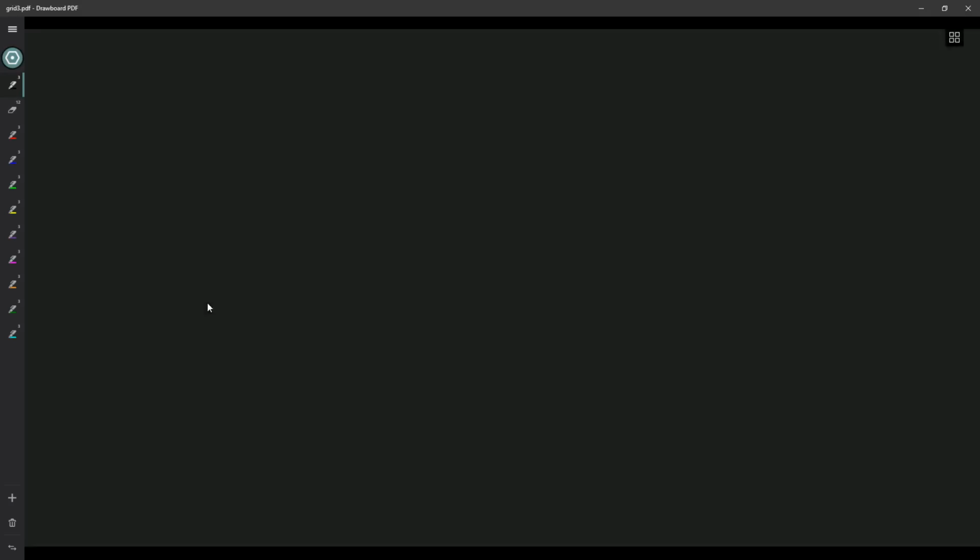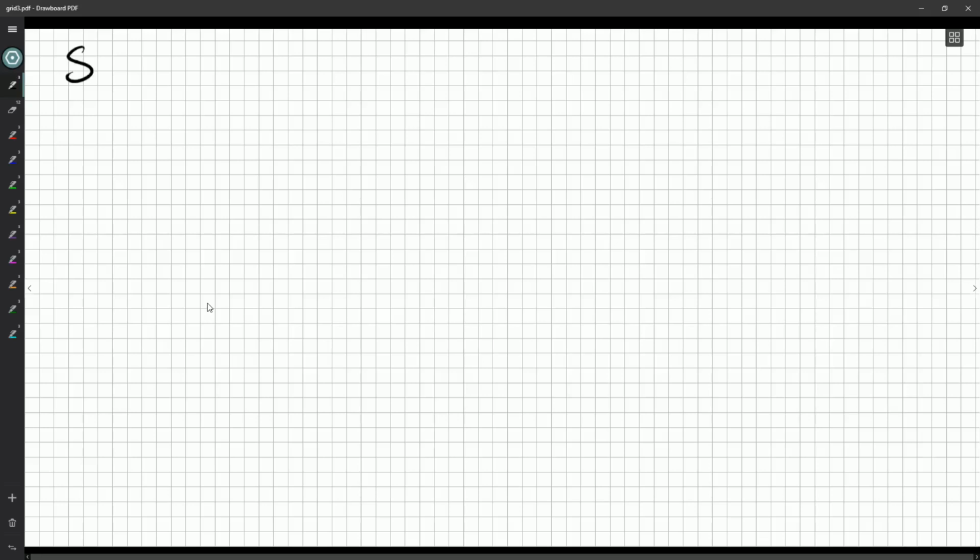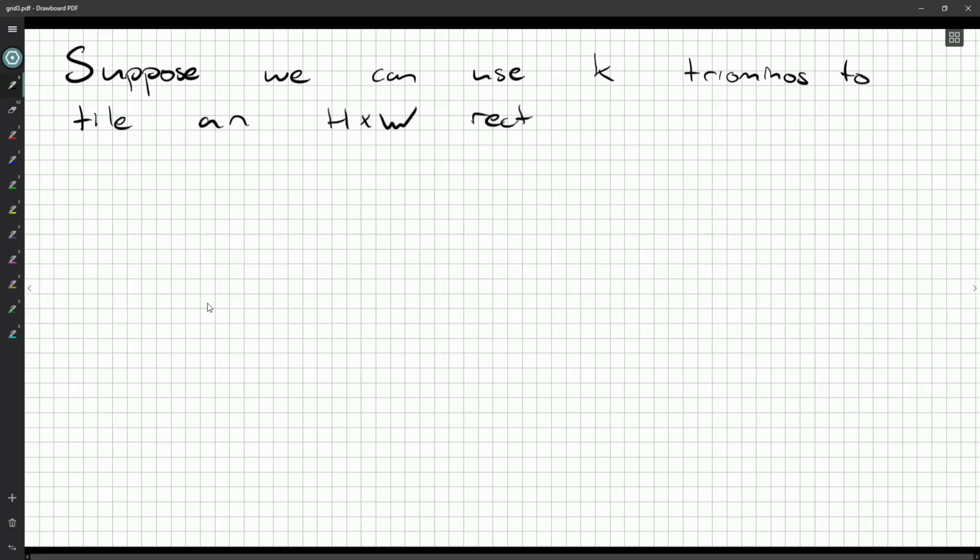Hmm. Well, suppose we can use K triominoes to tile an H by W rectangle. Okay? I'm going to look for some conditions that need to be satisfied because it turns out just about anything in B could be tiled, and I very much doubt the case is true that anything can be tiled for C. I mean, I'm willing to be proven wrong, but I think there are some things, like number of tiles, surely would have to be a multiple of 3 or something like that, right?